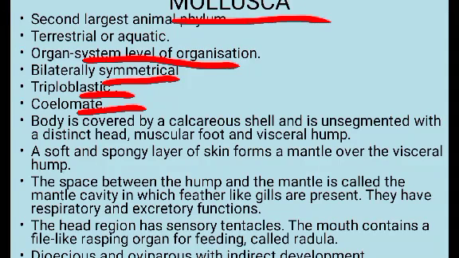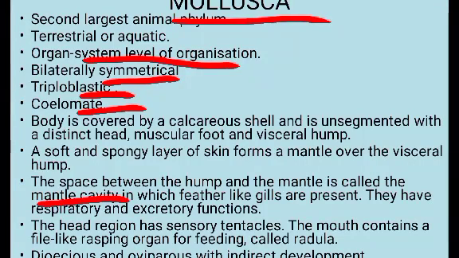Then a soft and spongy layer of skin forms a mantle over the visceral hump. Above the visceral hump, that is all the body part other than the head and the muscular foot, there is a soft and spongy layer of skin covering it like a mantle. It forms a mantle above that visceral hump. The space which is present between the hump and the mantle is called the mantle cavity.